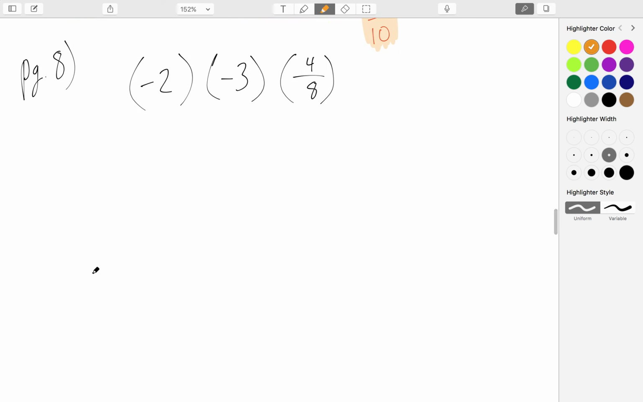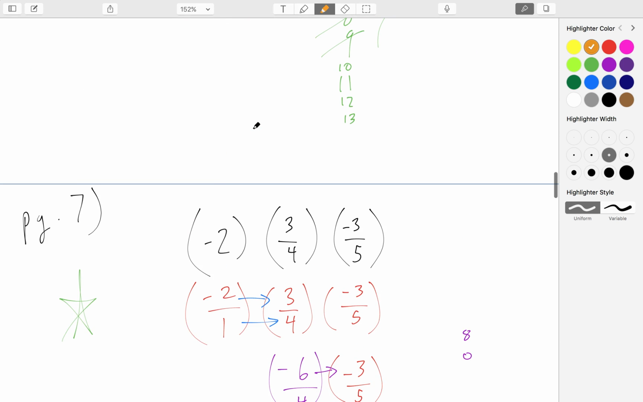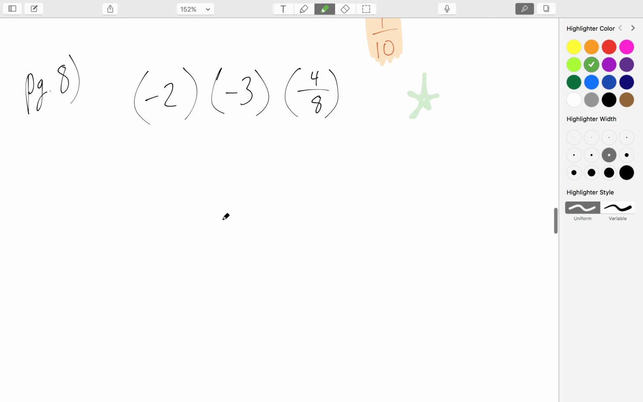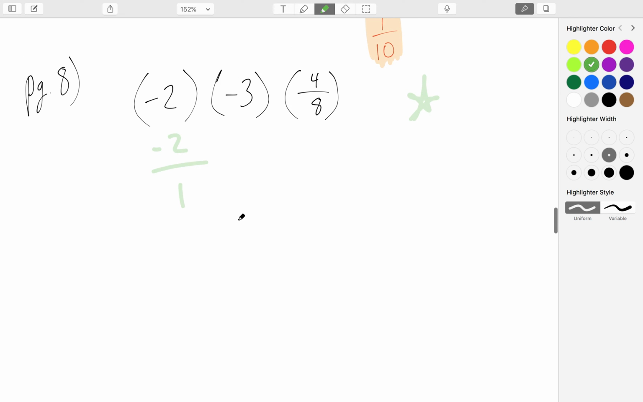Okay, page 8. Page 8 is like page 7. I'm going to leave this one for you because it is important for the test that you understand how to do this one. So try this and then check with someone to make sure that you get the right answer. Remember, you want to reformat this to where you write whole numbers as over 1. So I'll help you out with this hint of how to rewrite it.